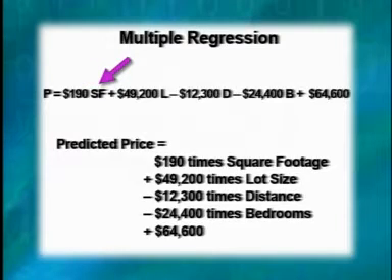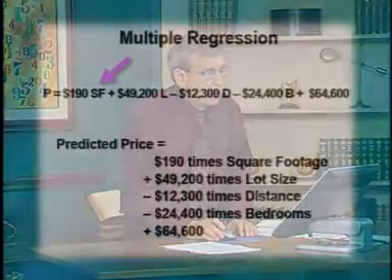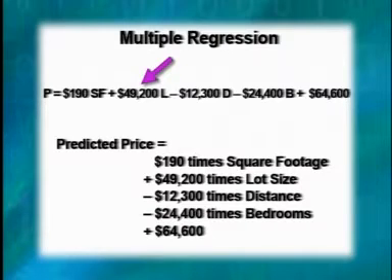Now notice that when we use the multiple regression model and we have more variables involved, the coefficient of the first variable, the square footage, has changed. Previously it was $161, and now it's $190 per square foot. Then we have a coefficient, $49,200, that is the lot size in acres. Roughly speaking, the way to think about this is that an additional acre will add $49,200 to the predicted value of the house.